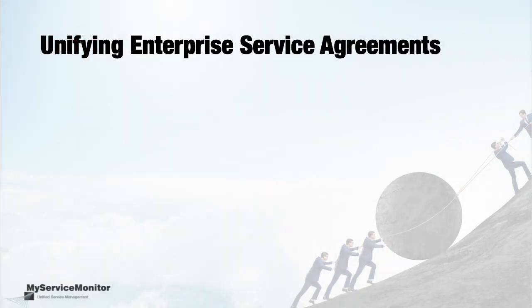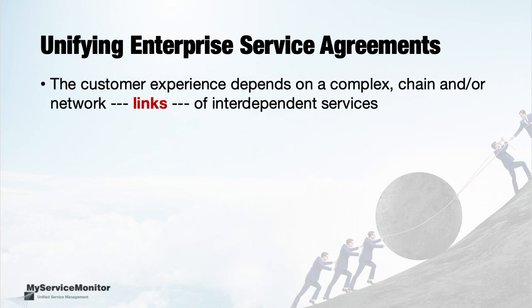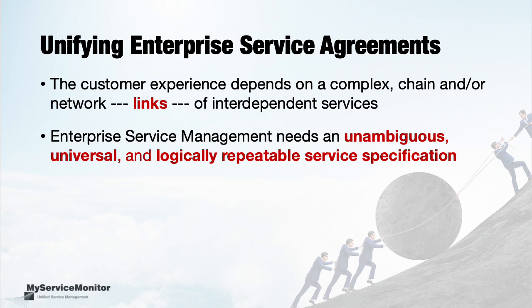Now, last time we got into the fact that services that serve external customers, which is where the money's made, are almost always dependent on complex supply chains or networks, links of interdependent services. And this is true both inside and outside the enterprise. We also talked about how, especially for enterprise service management, an unambiguous, universal, and logically repeatable definition of a service is so important, and how USM achieves this.